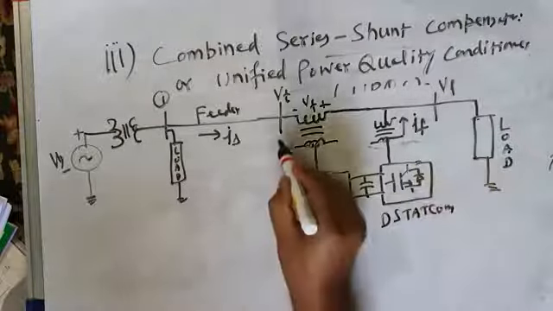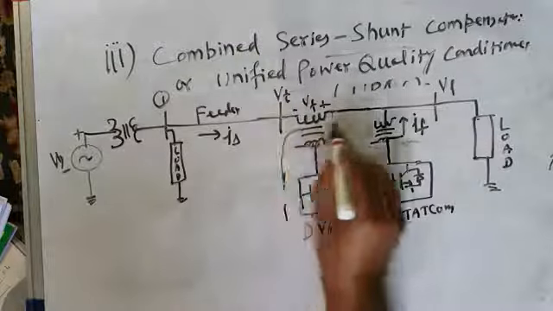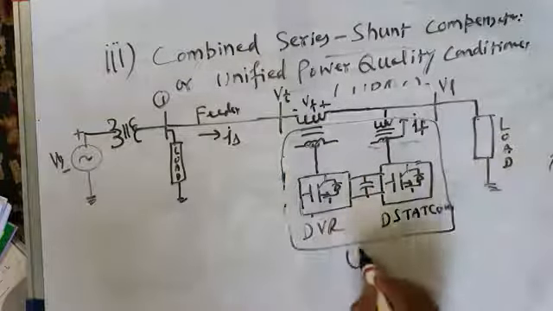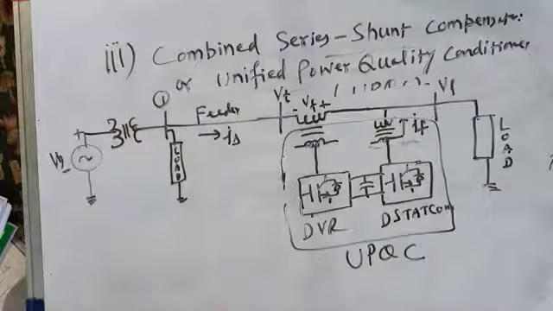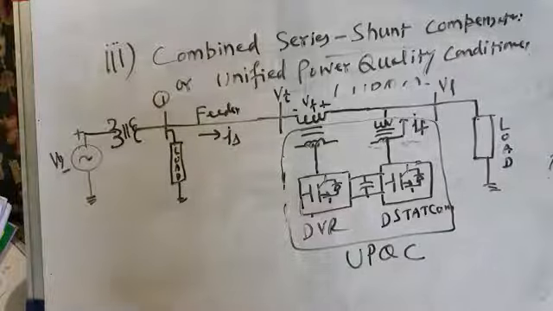The combination of these two is the UPQC, Unified Power Quality Conditioner. It is a combination of DVR and D-STATCOM. So these are three different types of compensating type.